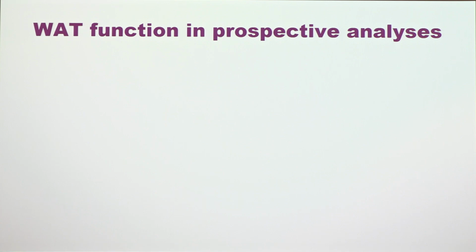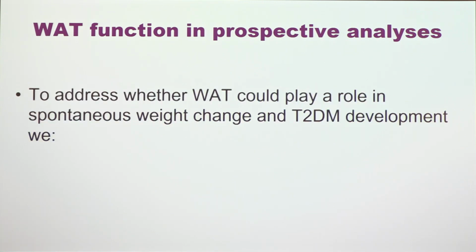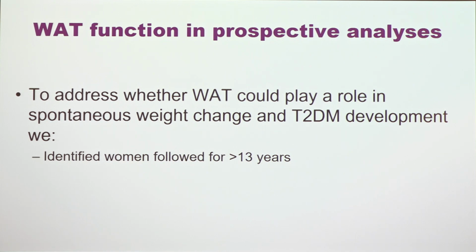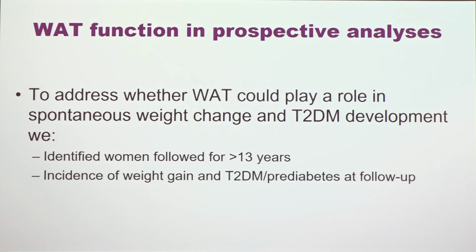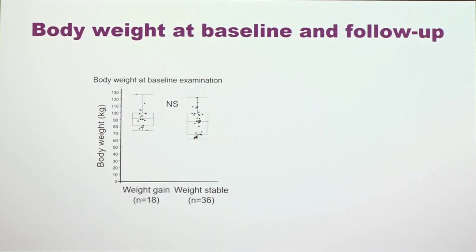So we started this project a couple of years ago trying to see in prospective analysis whether disturbances in adipose tissue function could actually predict weight gain and type 2 diabetes development. So in order to address this, we recruited women that had been followed for at least 13 years in our laboratory. And we looked at the incidence of weight gain and type 2 diabetes and prediabetes at the follow-up, so after an average 13 years. And here you can see them at baseline.